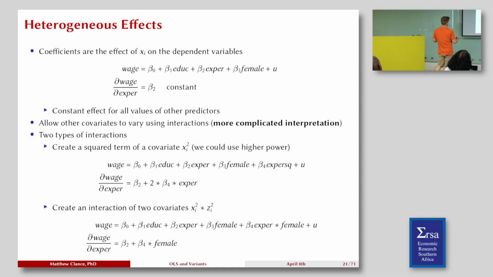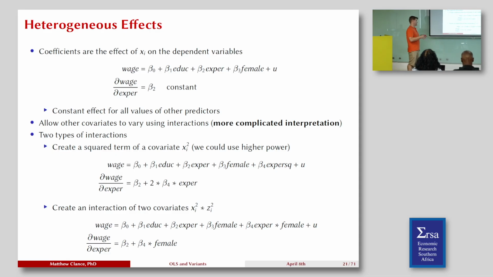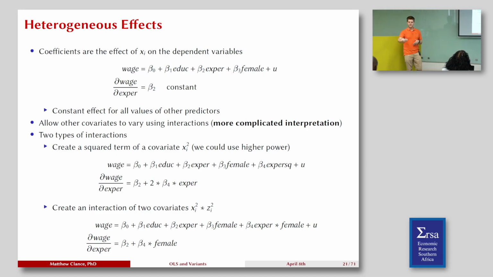So if we allow other covariates to vary using some type of interaction, we can get a more complicated outcome. Oh no, sorry, I'm using experience squared here. If I look at a square term, I don't think my growth of wages in the first year is going to be the same as the second year, same as the third year.